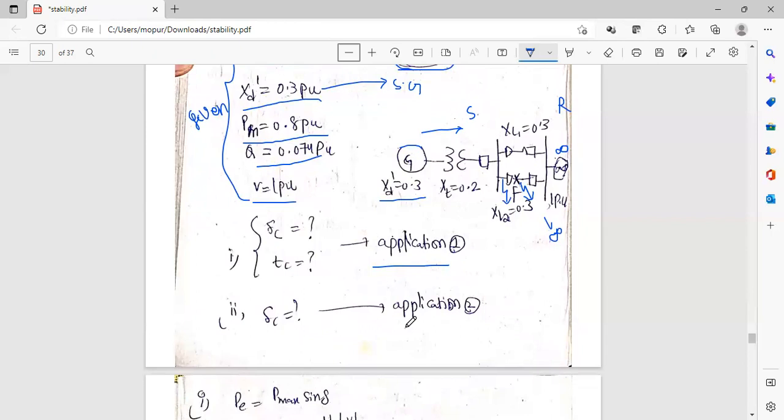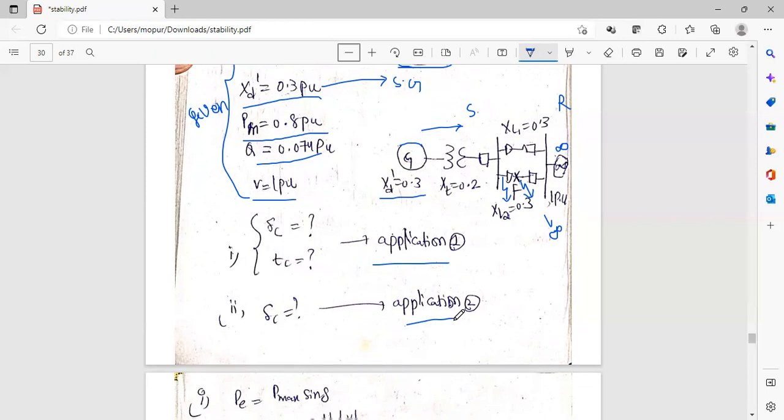So they had given a diagram and asked to find the critical clearing angle and time for both applications. That is, when the fault is at the sending end and when the fault is at the middle of one of the transmission lines. So let us start the problem.